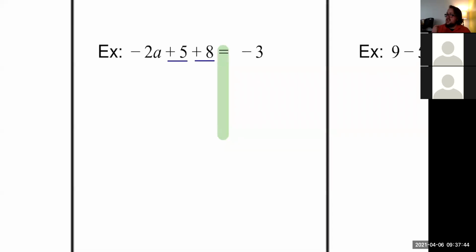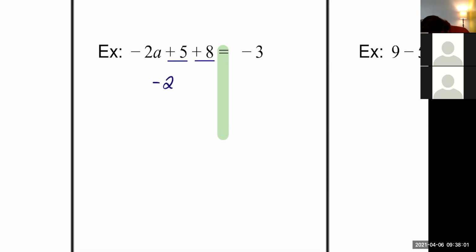But let me ask real quick, can I also combine it with the -3 since it also doesn't have a variable? They're not on the same side. So as much as they may have in common, because they're not on the same side of the equation, I cannot combine them at this point. So I bring down the -2a.